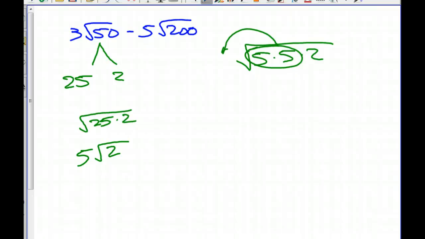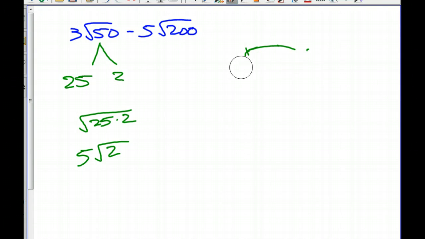For me, this way is easier to do if you're going to do it in your head. Because like 200, I can look at it as 100 times 2, so 10 times the square root of 2. Whereas the couples, when you have bigger numbers, you're going to use the couple thing because that's the only way you can do it.